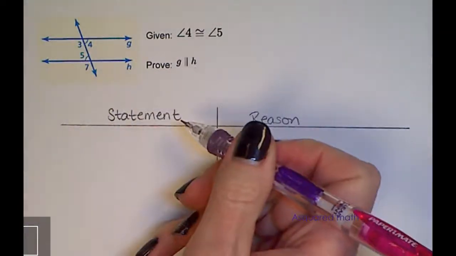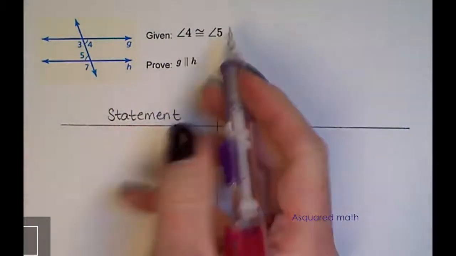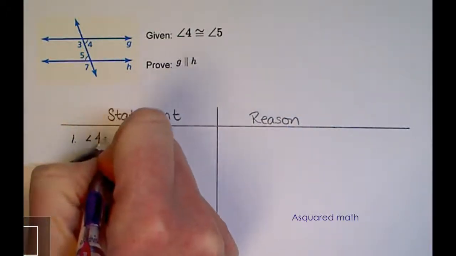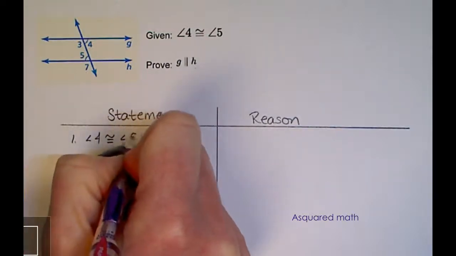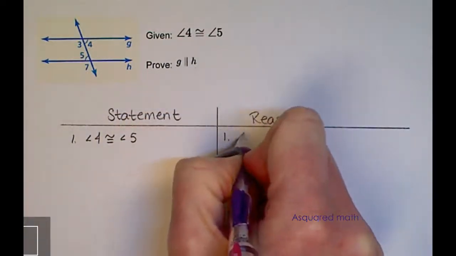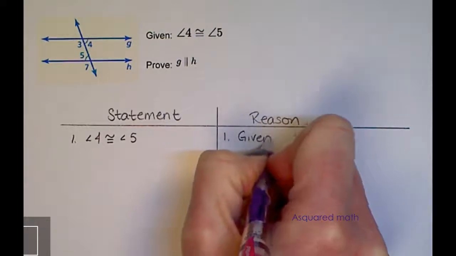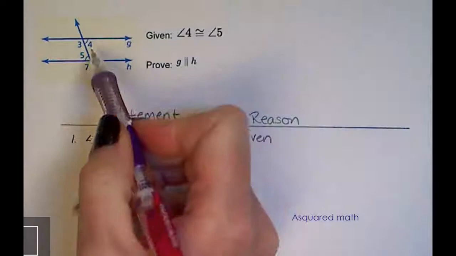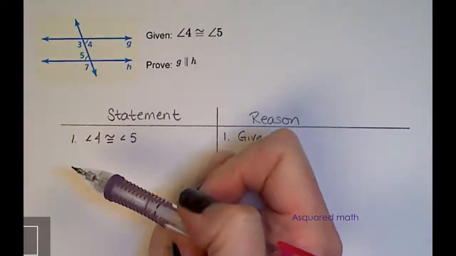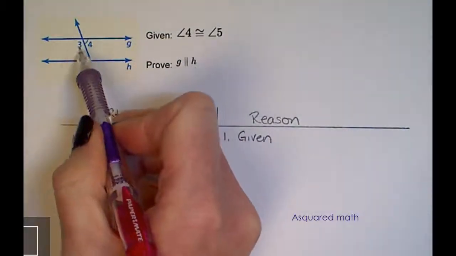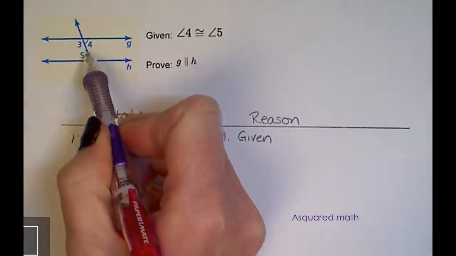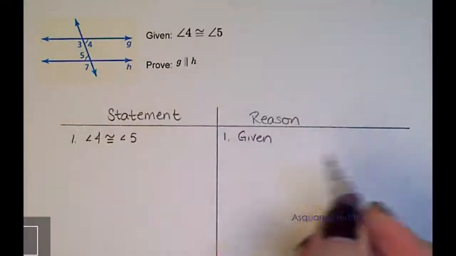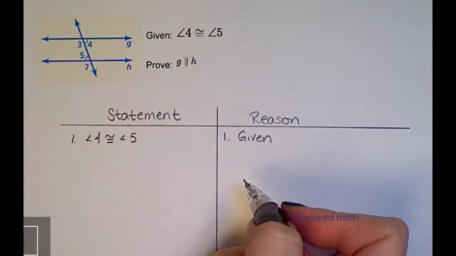The first thing we're going to do is start off with that given information. Statement number 1 just says that angle 4 is congruent to angle 5, and our reason is that it is given. From there, take a look at the picture, because knowing those are congruent doesn't really help us a whole lot. But if we look here, angle 3 and angle 4 are adjacent angles and they form this straight line. So that means they are a linear pair.